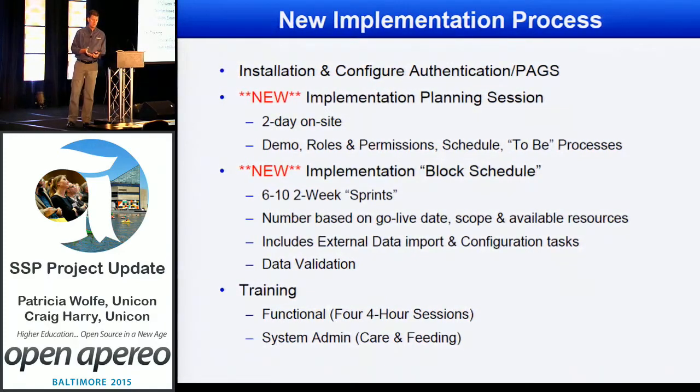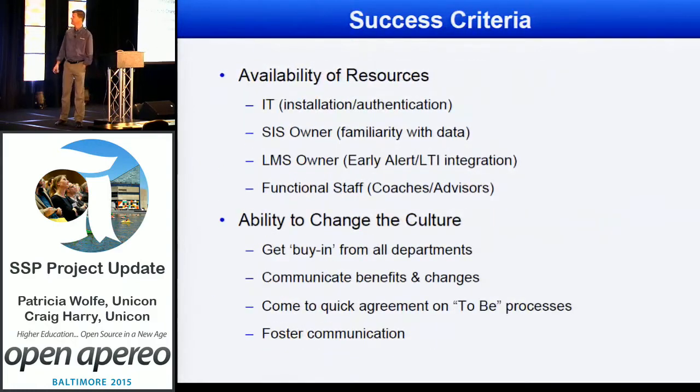So that when we're done with that sprint process, we're essentially ready to roll. The only thing remaining after that is the training, which we provide: functional training, train the trainer model, and then system admin training, what we call care and feeding of the application. So that's our current implementation process. Like I said, we've cut it down to as fast as 3 months now, as opposed to before it was 6+ months.